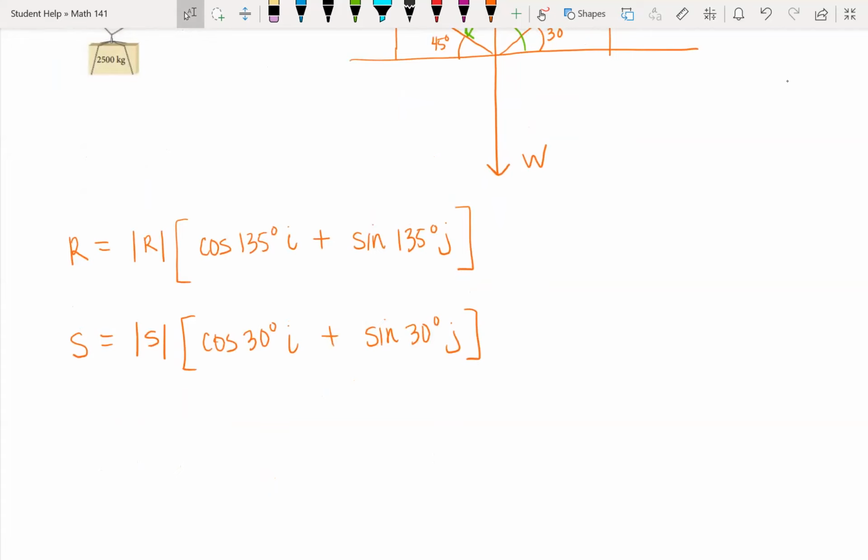And then for vector W, that one we do know the magnitude of. We know that the magnitude of that is 2,500 because that's the weight. So for vector W, it's going to be 2,500 times cosine of 270 degrees times I, plus sine of 270 degrees times J.